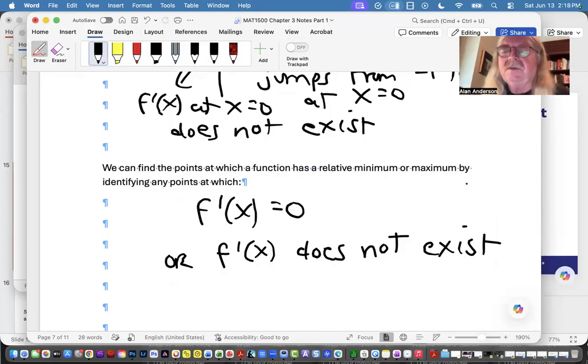Okay. So in other words, when it comes time, let's say they give you a function and say, here's a function, here's an interval, identify the relative maxima and minima. What you would do is you find all the points where the derivative is equal to zero, because that means the tangent line is flat, or there's a sharp break in the curve, which means that the derivative does not exist. Those are your relative maxima and minima.